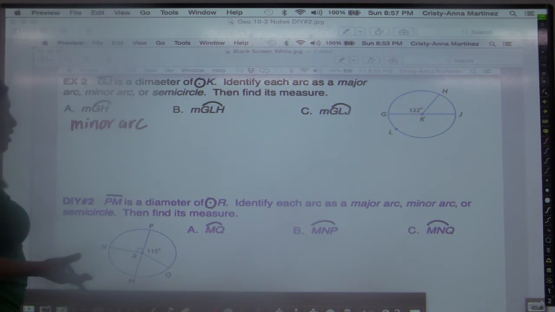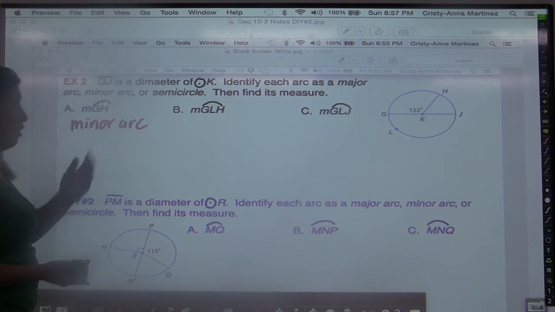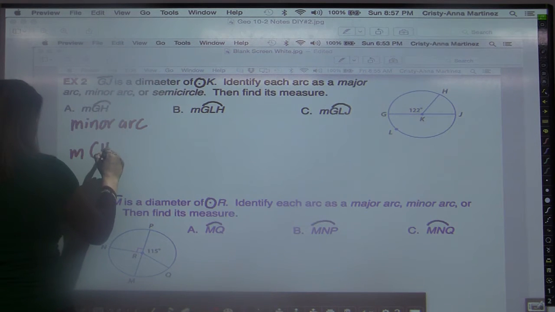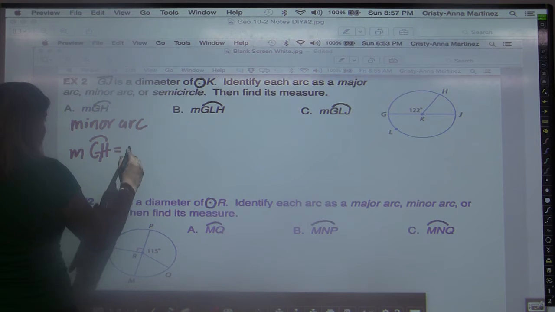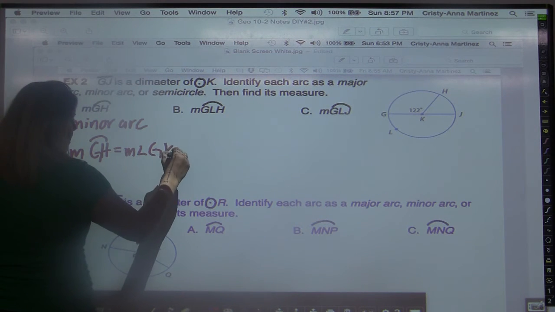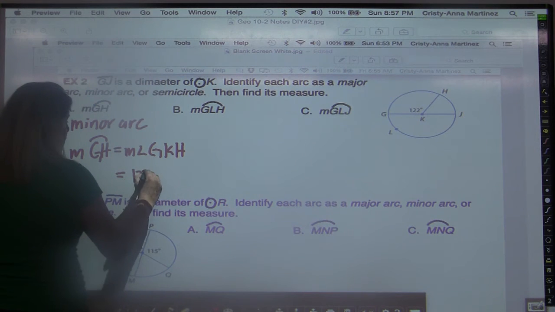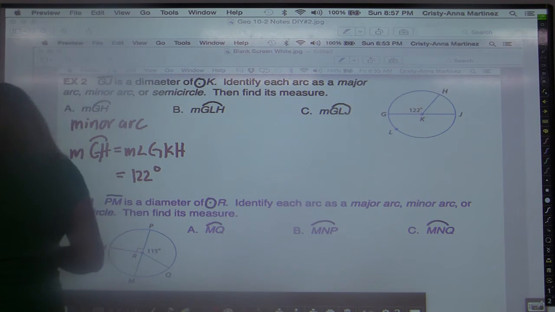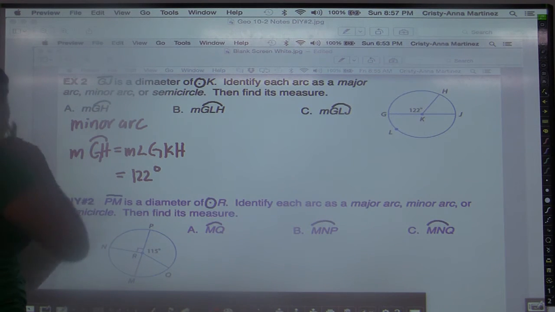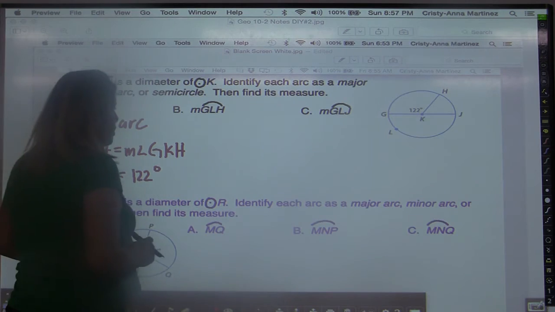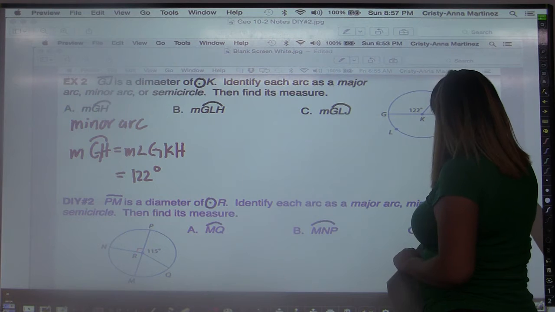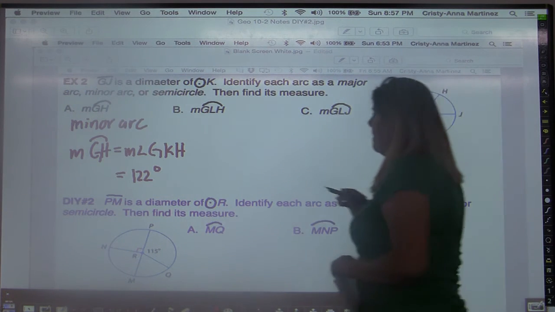In the case of a minor arc, it's equal to its central angle, which is marked as 122. So the measurement of arc GH is equivalent to the angle GKH, which is equal to 122 degrees. Then we have part B, the measurement of arc GLH. Notice the 3 letters, so we're going from G to L all the way to H, and that's bigger than 180, so it's going to be a major arc.